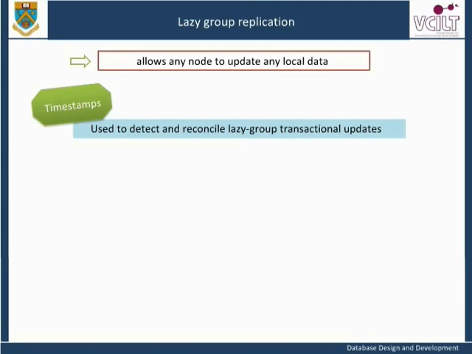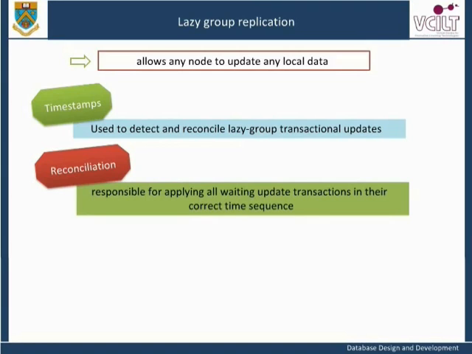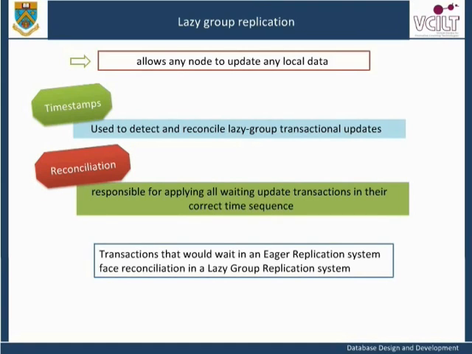If the current timestamp of the local replica does not match the old timestamp seen by the root transaction, then the update may be dangerous. In such cases, the node rejects the incoming transaction and submits it for reconciliation. The reconciliation process is then responsible for applying all waiting update transactions in their correct time sequence. Transactions that would wait in an eager replication system face reconciliation in a lazy group replication system. Waits are much more frequent than deadlocks because it takes 2 waits to make a deadlock.